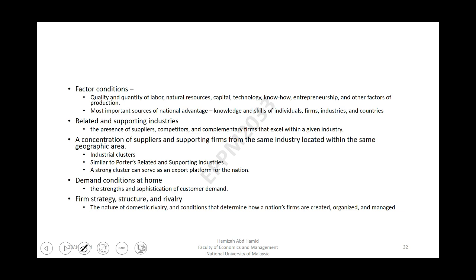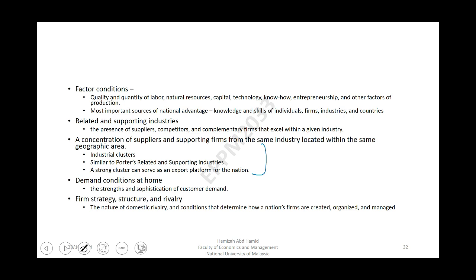There's also related and supporting industries. If a firm works in the presence of suppliers, competitors and complementary firms, they are able to excel. It is also important to have a concentration of suppliers and supporting firms. So they can create industrial clusters. Remember the Silicon Valley example we just talked about? This is also similar to Porter's related and supporting industry, where a strong cluster can serve as an export platform for the nation. This also explains why a lot of countries try to create industrial clusters to ensure competitiveness of specific industries.